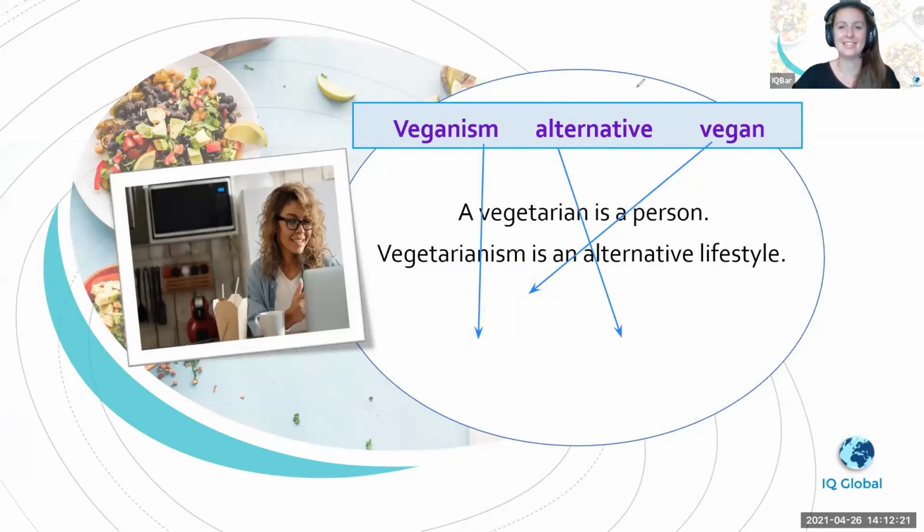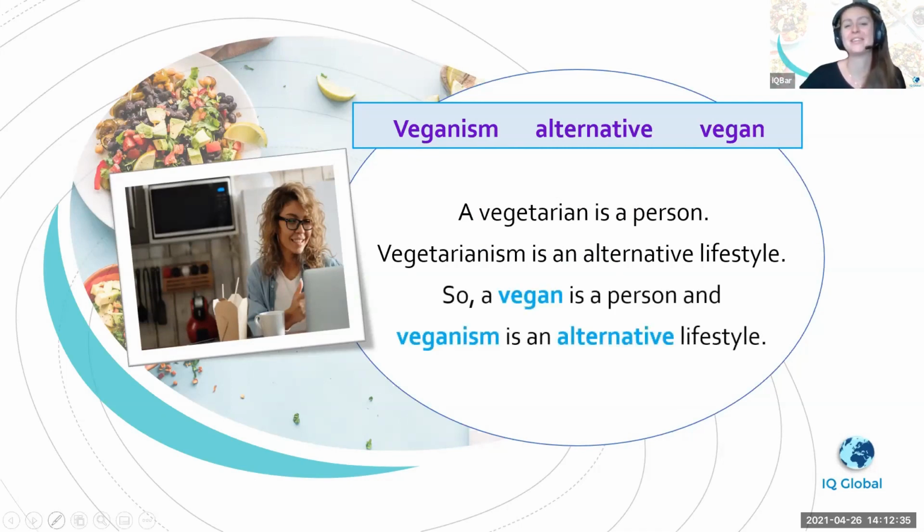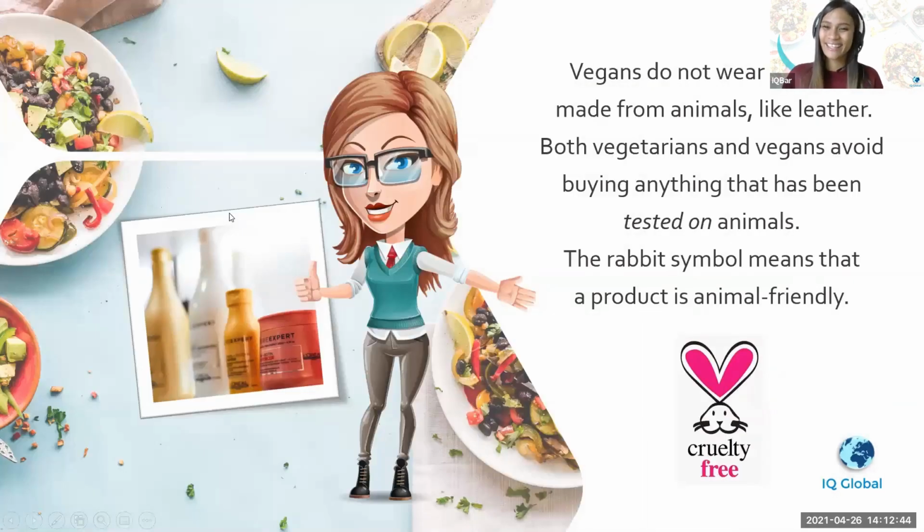There we go. Good. So a vegetarian is a person. Vegetarianism is an alternative lifestyle. Good job. And here we have the answer. So a vegan is a person and veganism is an alternative lifestyle. Okay, so there we go. That was quite interesting. I enjoyed seeing everyone's answers, and I think we're really getting the hang of this concept.